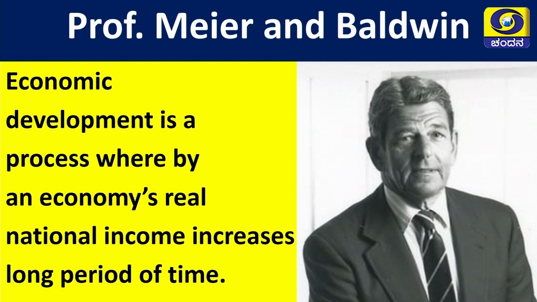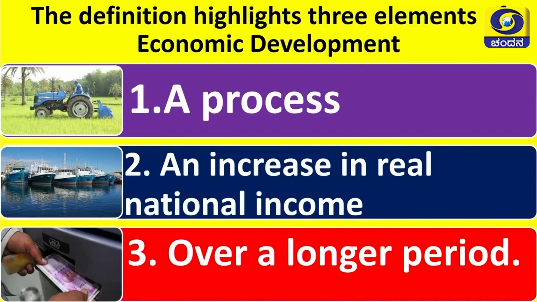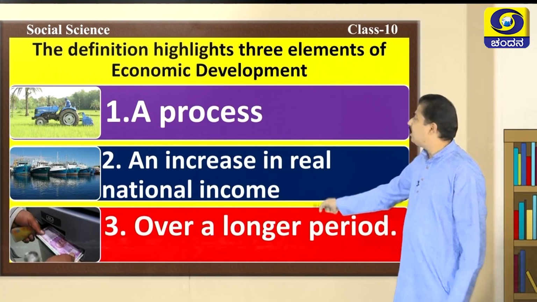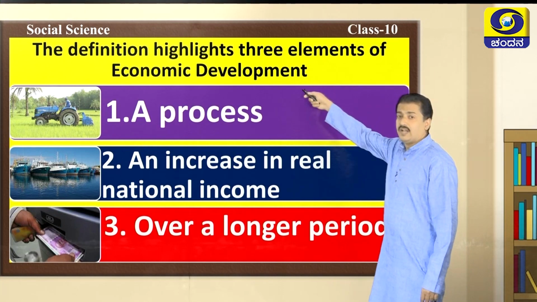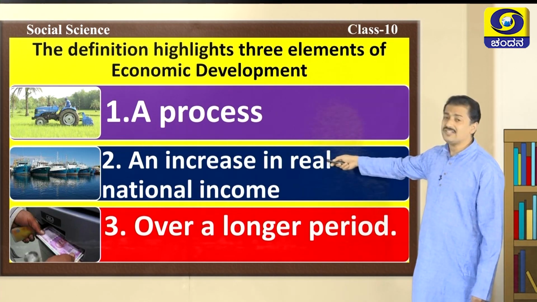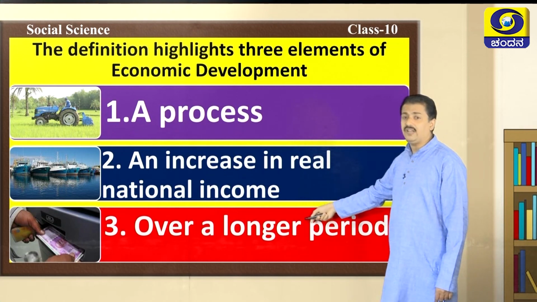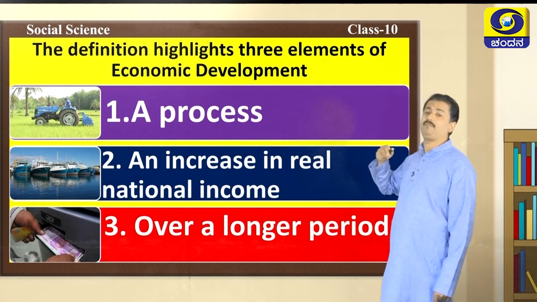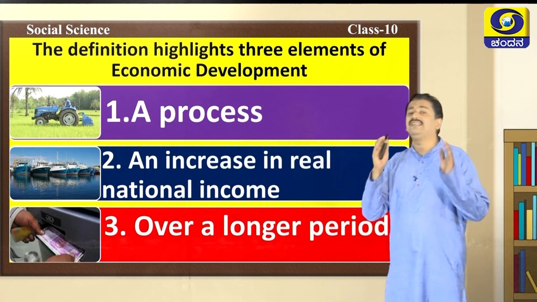Let us see. According to Professor Meier and Baldwin, economic development is a process whereby an economy's real national income increases over a long period of time. This definition highlights three major elements of economic development. Which are those, dear students? Number 1, it is a process. Number 2, an increase in real national income. Number 3, it is over a long period of time. These are the three elements of economic development. These three are highlighted in the definition.